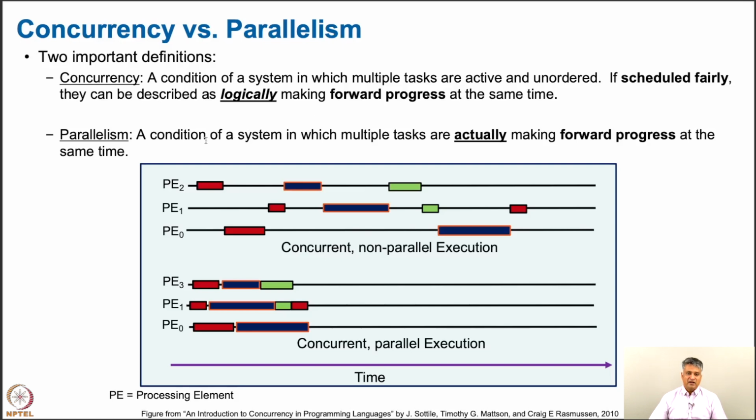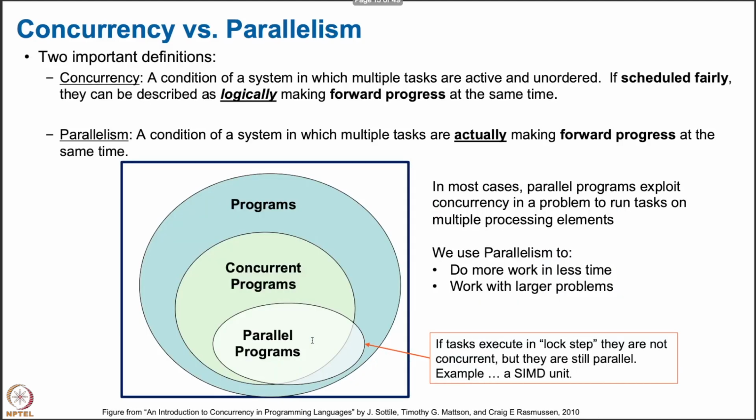In parallelism, what happens is that the tasks are doing multiple things at the same time, and they are making forward progress at the same time. So, if you look at the bottom processes 3, 1 and 0, they are doing concurrent parallel execution, and this is what is happening in time. So, you can have concurrent non-parallel execution and concurrent parallel execution. This is something which you need to keep in mind.